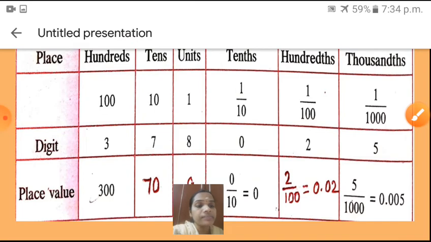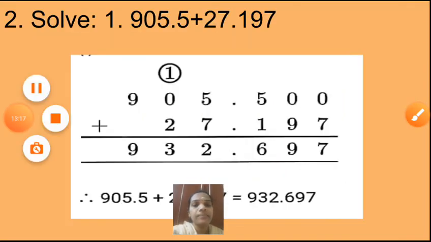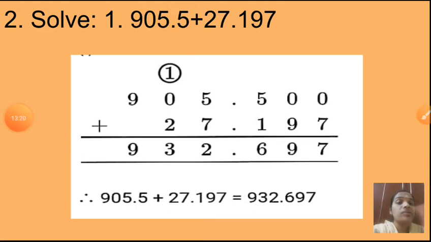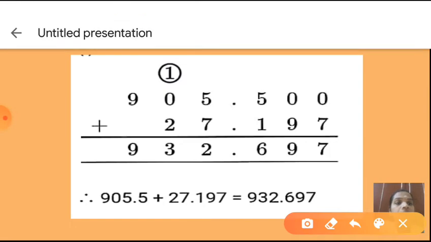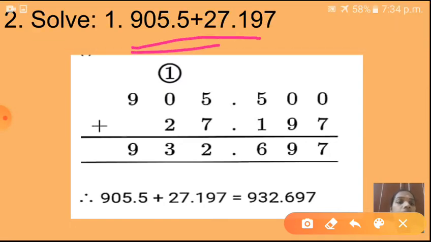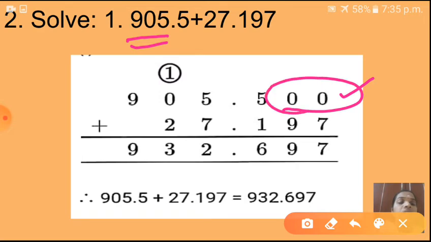Next one is solve. That second one is what? Yes, here addition. It is so easy, but when you are writing these numbers, you have to write each number in its particular place, then only you will get the correct answer. Okay children, so the first number is what? Yes, 905.5. So I have written like this, here 0.5. Why I am writing 0 here, I will tell you now.